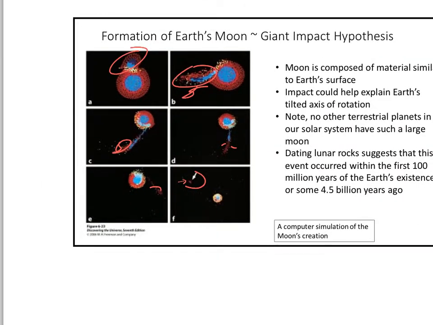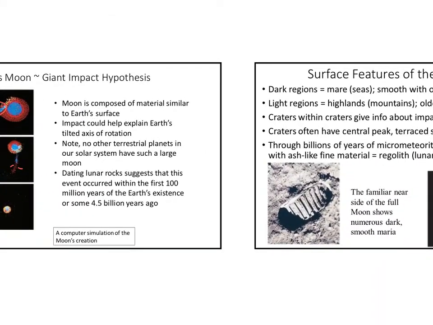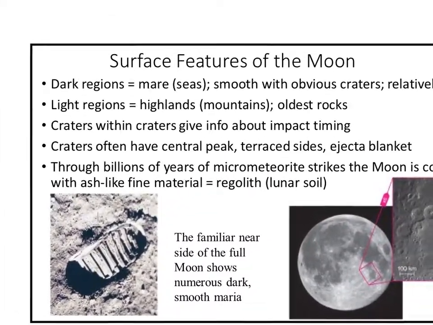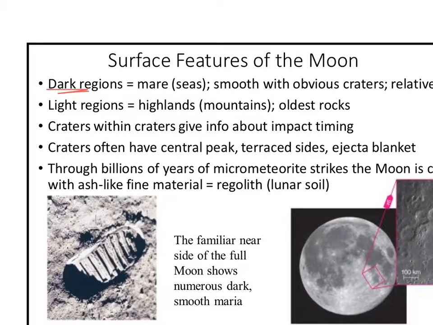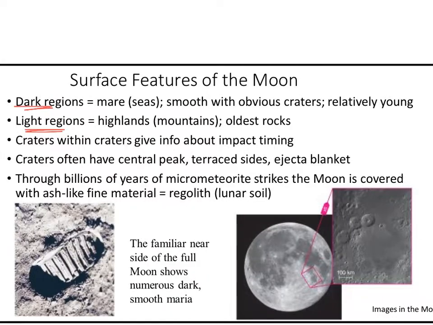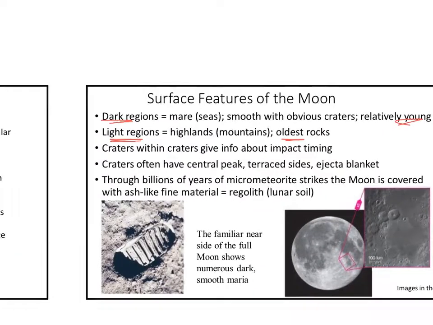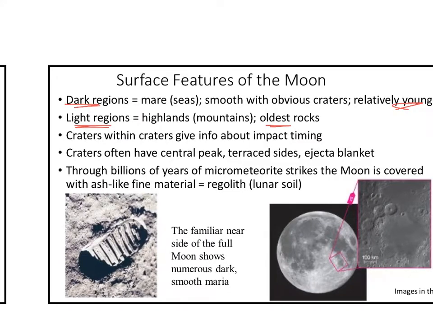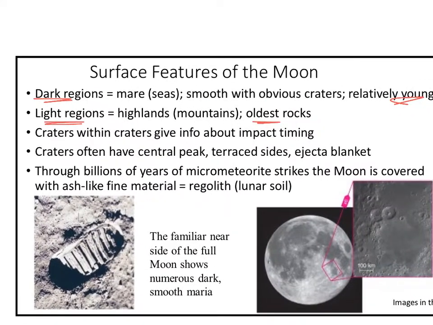Then I have listed Mare versus Highlands. Hopefully you would tell me that the Mare are dark regions and the Highlands are the light regions. The Mare are relatively young and the Highlands are relatively old rocks. Regolith is lunar soil, so you can see a picture of a footprint in regolith there. Features of a crater.